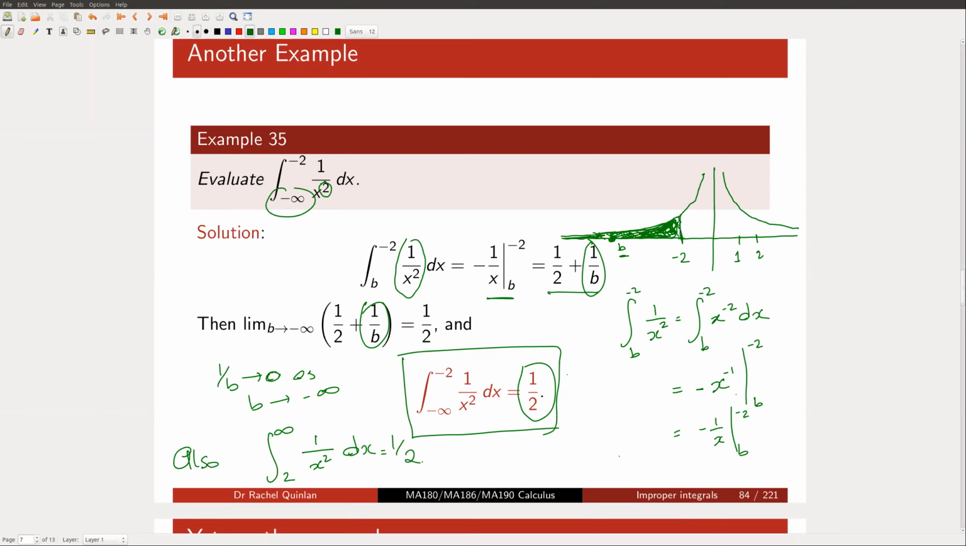So in this example, if you wanted to use the official language, you could say that the improper integral from minus infinity to minus 2, let's say, of 1 over x squared is convergent and its value is 1/2. And the word convergence there relates to other concepts of convergence, like convergence of sequences that we'll see a bit later in the course.